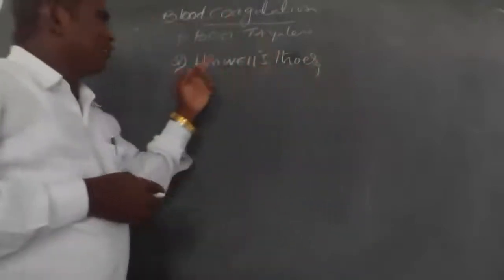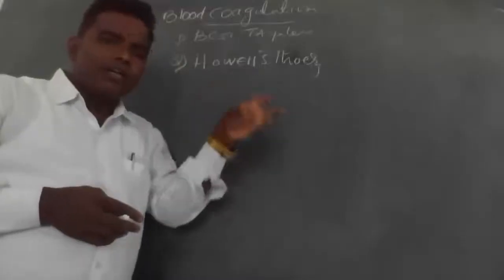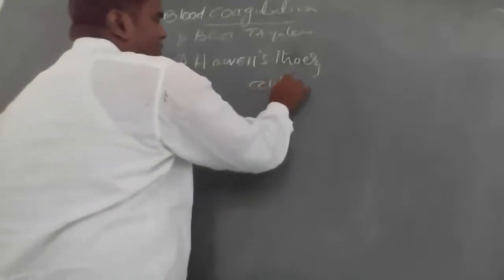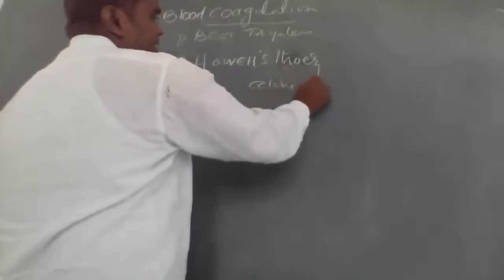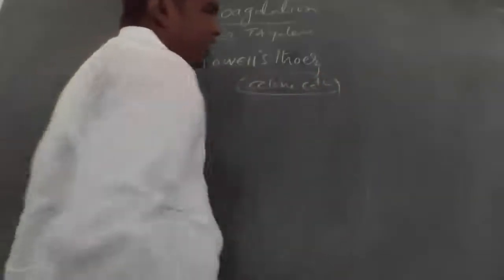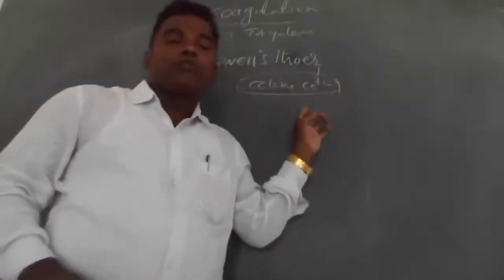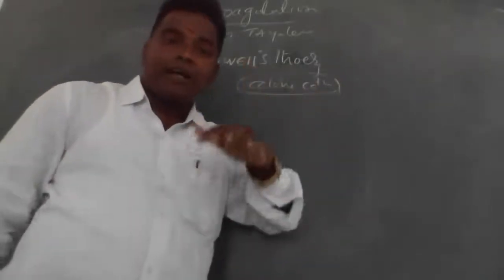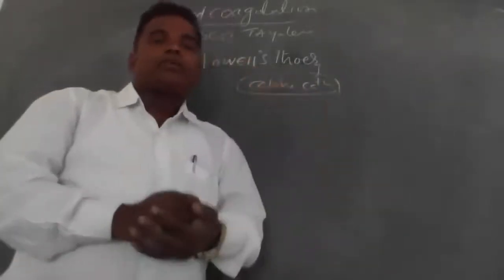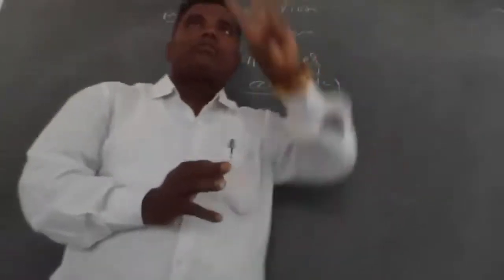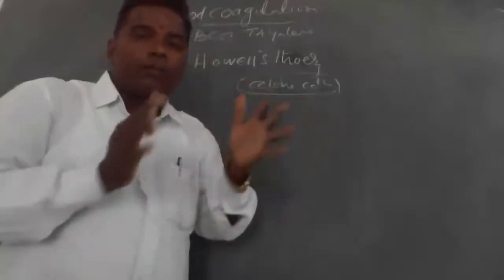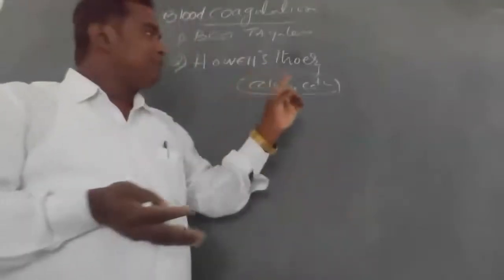According to Howell's theory, calcium alone is responsible for the conversion of prothrombin into thrombin. Only calcium is responsible for converting prothrombin into thrombin. Why?